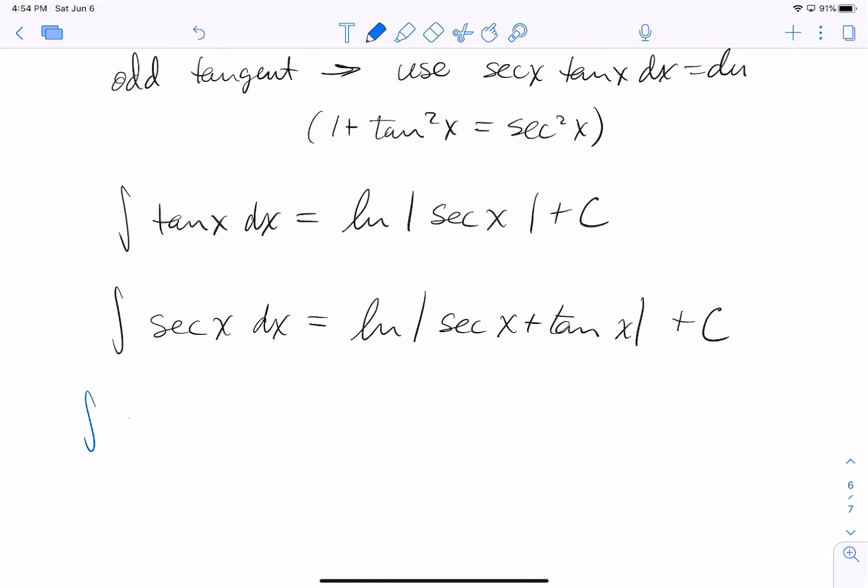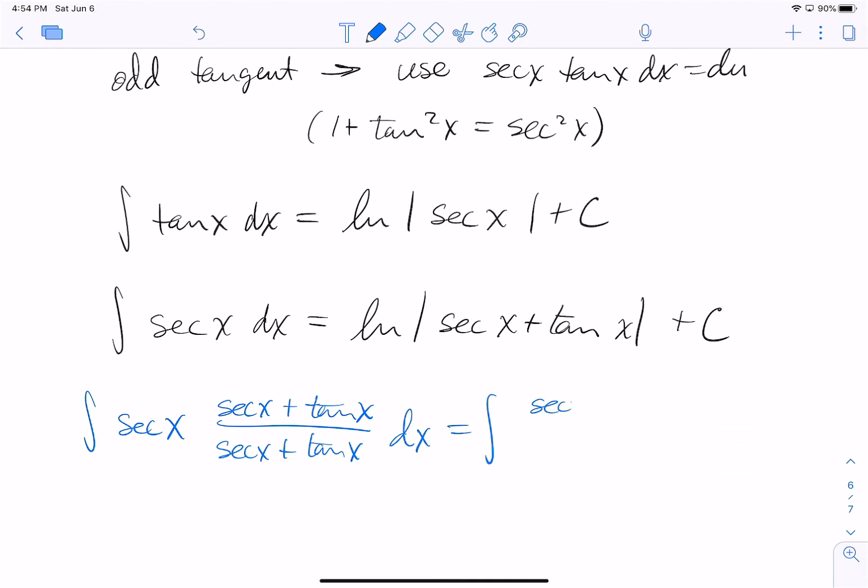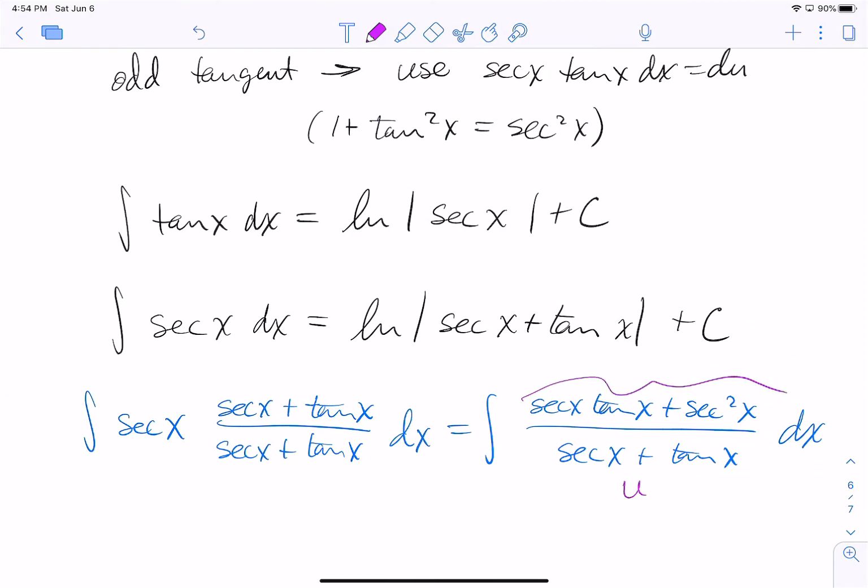The way this works is if we start out with the secant of x and then multiply and divide by the secant of x plus the tangent of x, and of course dx, then that becomes the integral in the numerator of the secant of x times the tangent of x plus the secant squared of x, and in the denominator, the secant of x plus the tangent of x dx. You can verify that if we let secant of x plus tangent of x be u, then the numerator plus dx will become our du. The integral of du over u is the natural log.